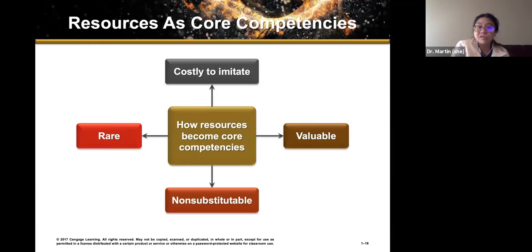So, resources as core competencies. These are costly to imitate, right? It's very hard to have the same core competency as somebody else, okay? When we're talking about resources, they are rare, okay? And resources, pretty much, there aren't any substitutes for them. And they are incredibly valuable. So don't overlook resources in terms of how you can create competitive advantage there.